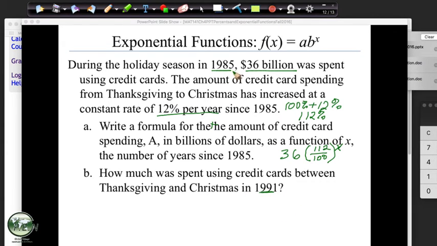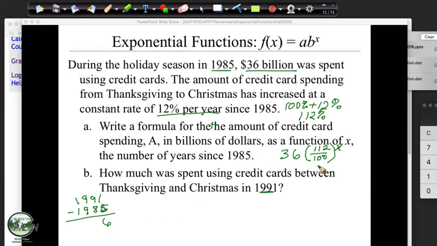So we just have to figure out how many years passed between 85 and 91. And I find the quickest way to do that, unless I use my fingers, is you just subtract 1985. That's 6 years. Okay, I guess that wasn't too bad. I could use my fingers on that one. I thought it was going to be more. That's just 6 years difference.